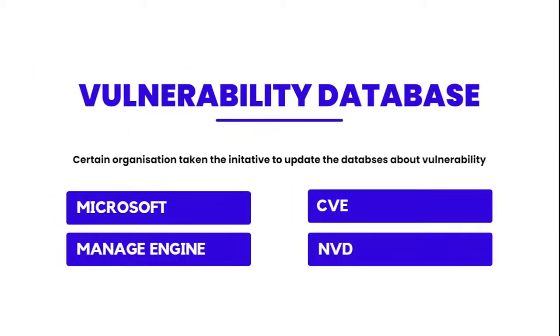So when we are talking about vulnerabilities like 0-day or anything, we have vulnerability databases. I have listed a few of them: Microsoft, Manage Engine, CVE and NVD. If any of you were present in the first session, there we talked about NVD, CVE, CWE. So what is the full form of NVD, CVE or CWE?